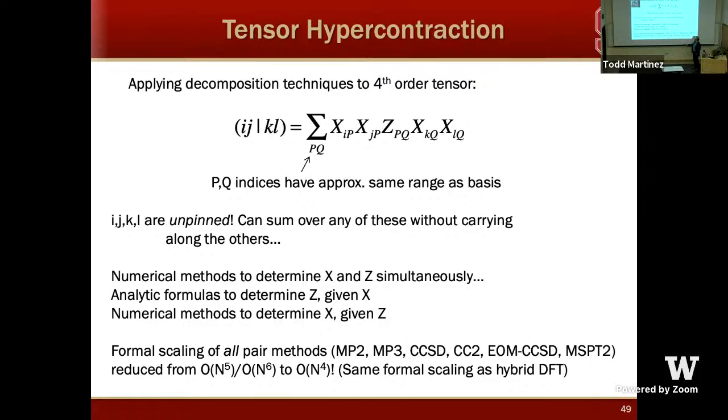So the windup of this is that all methods that include double excitations, MP2, MP3, CCSD, CC2, these are coupled cluster, these are all methods that people would use in electronic structure theory. All of those methods have their scaling reduced to the 4th power of the size of the system, right? Now we should step back and remind you that the scaling of density functional theory, formally, which many would be familiar with, is the 4th power of the size of the system. And so what I'm telling you is that the scaling of all of these wave function methods, which are supposedly superior to density functional theory, is actually exactly the same as density functional theory.